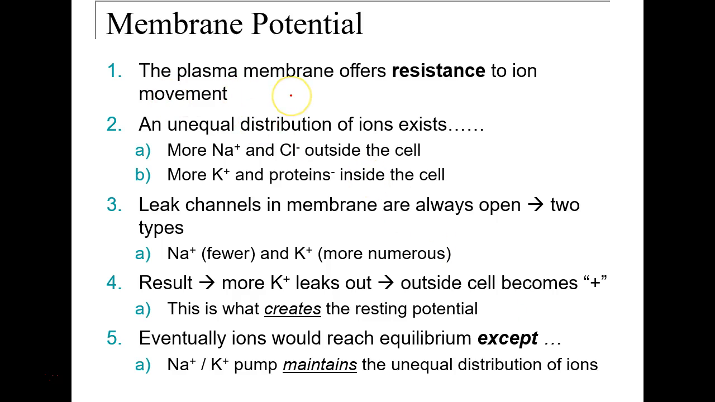Okay, so what's happening when we are changing that membrane? The plasma membrane offers some resistance to ion movement. Again, unequal distribution, sodium chloride outside, potassium and negative proteins on the inside. Leakage channels will allow sodium, potassium to move in and out. Results, we need to create a resting potential, so those sodium-potassium pumps help maintain that unequal distribution.